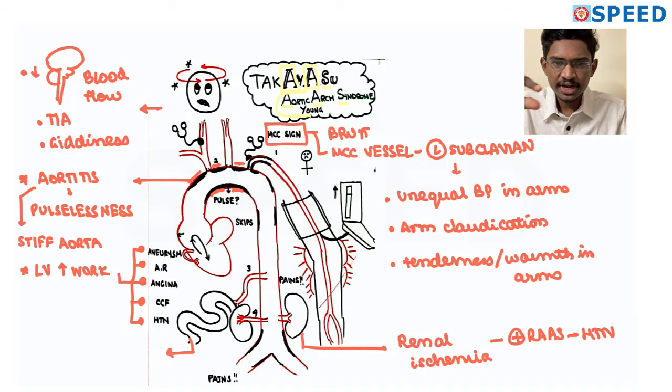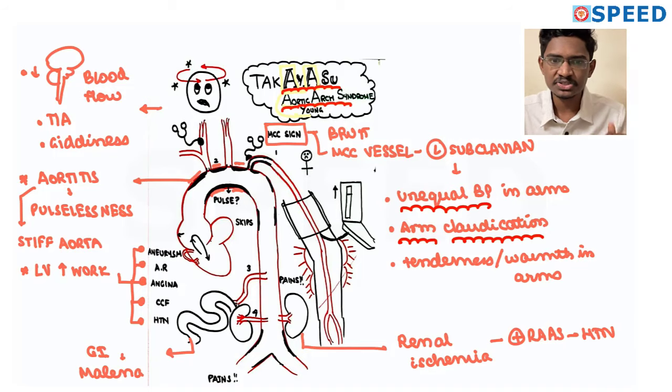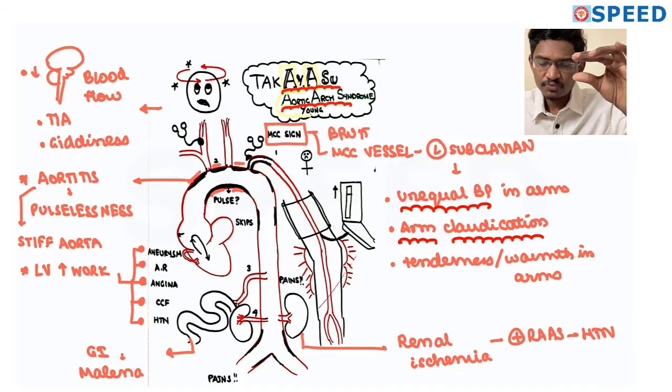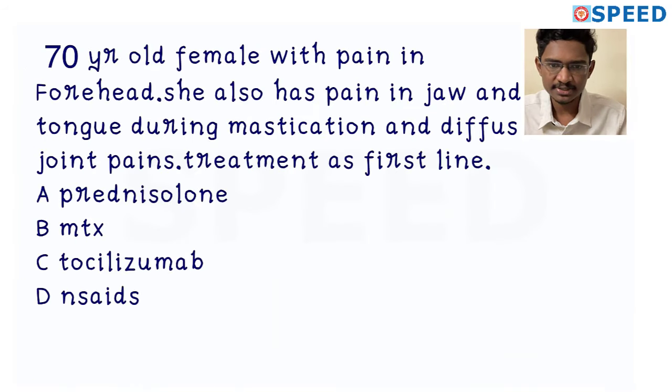Then if it involves renal arteries, there will be renal ischemia, activation of the renin-angiotensin-aldosterone axis, causing hypertension, secondary hypertension in Takayasu arteritis. It won't respond initially to common antihypertensives. These patients are notorious for their BP control. Very hard to control the BP. Then it can also involve the GI vessels, causing melena. All these are the characteristic findings of Takayasu in a nutshell for you. So this patient is nothing but Takayasu arteritis.